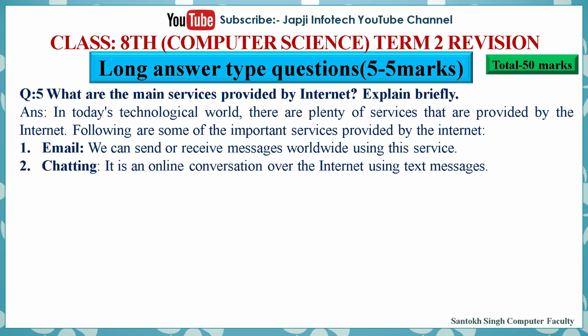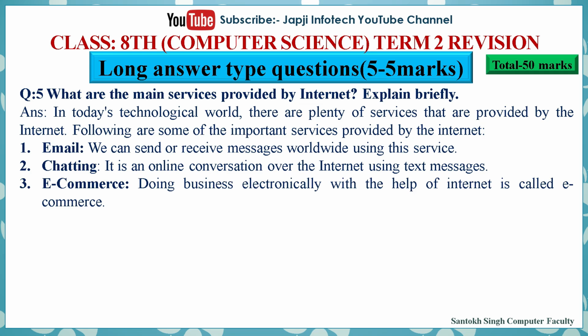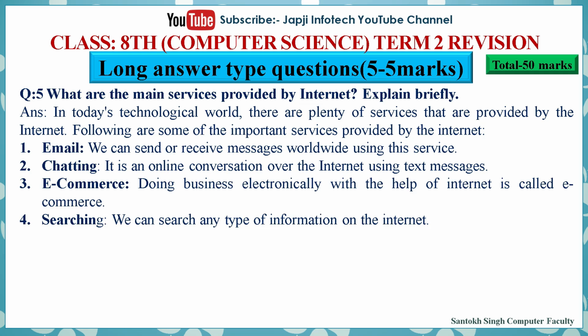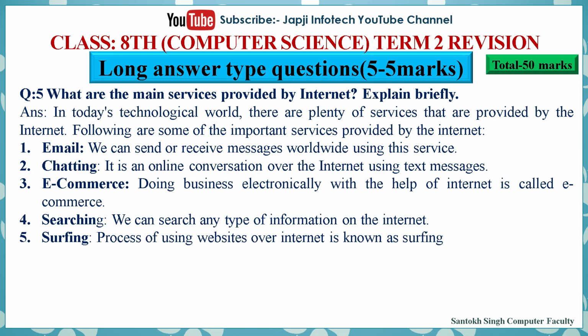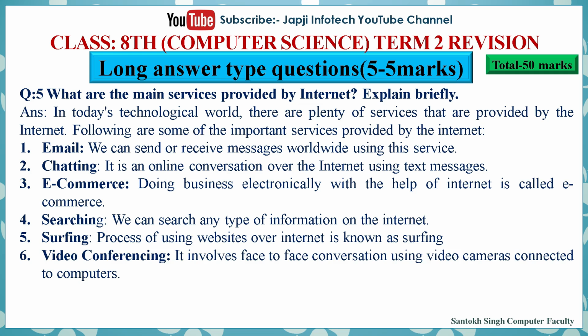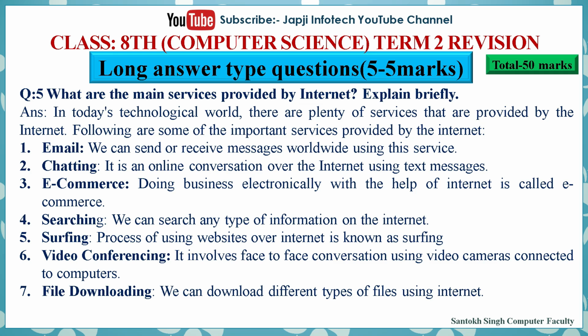The second one is chatting. It is an online conversation over the internet using text messages. The third one is e-commerce. Doing business electronically with the help of internet is called e-commerce. The fourth one is searching. We can search any type of information on the internet. The fifth one is surfing. The process of using websites over internet is known as surfing. The sixth one is video conferencing. It involves face-to-face conversation using video cameras connected to computers. And the seventh one is file downloading. We can download different types of files using internet.